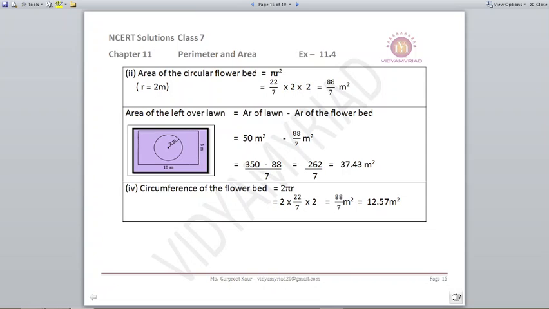The last part, you need to find out the circumference of the flower bed. So circumference of a circle is 2 pi r. So 2 into 22 by 7 into 2 gives you 88 upon 7, which is 12.57 meters.